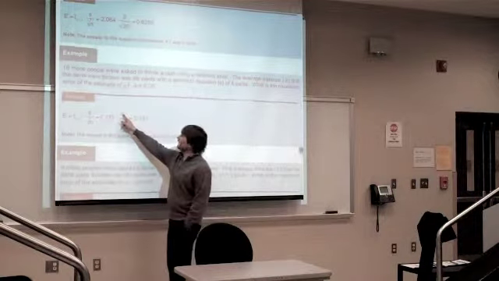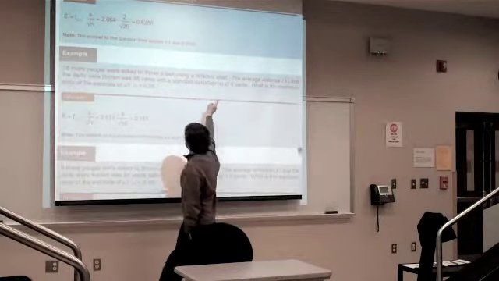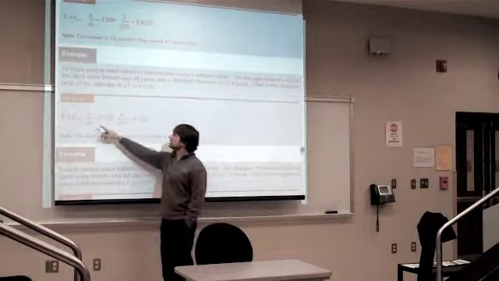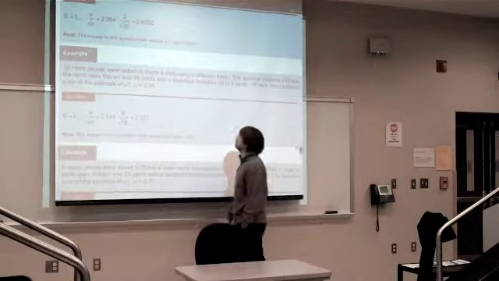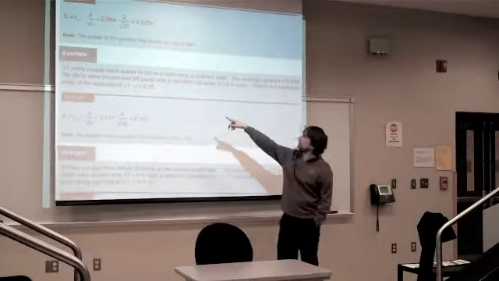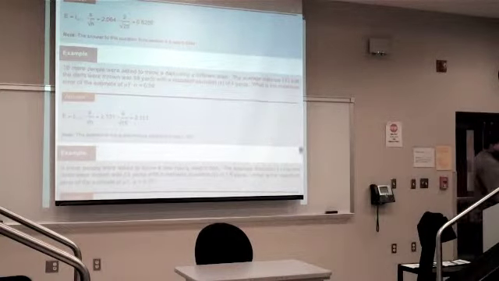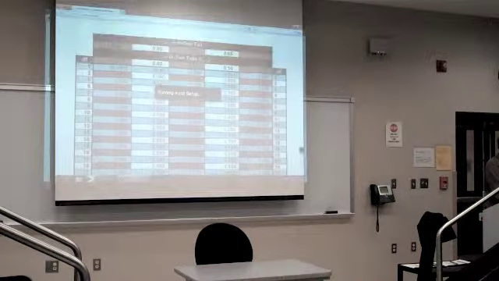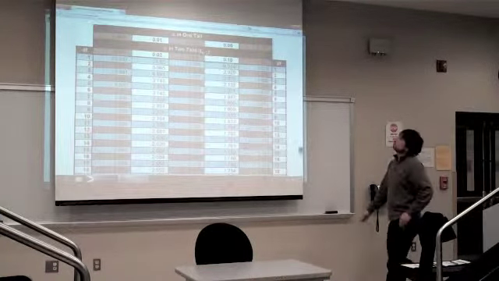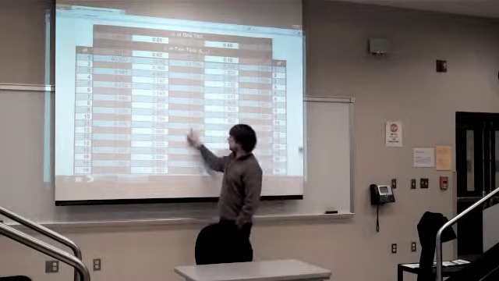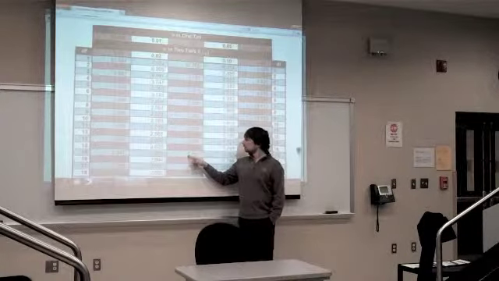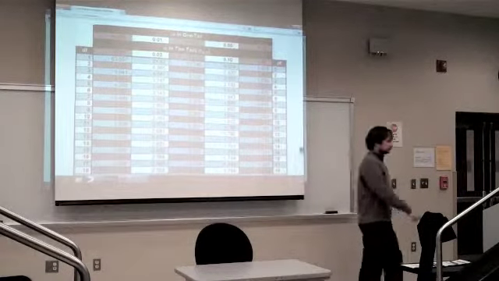Alright, so we have S given to us, which is 4. We have n is 16, so now we just need t alpha over 2. My alpha is 0.05. My degrees of freedom are 15. 0.05 and 15. 2.131.